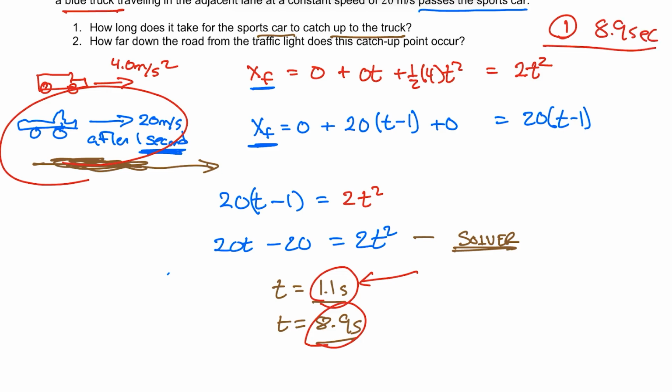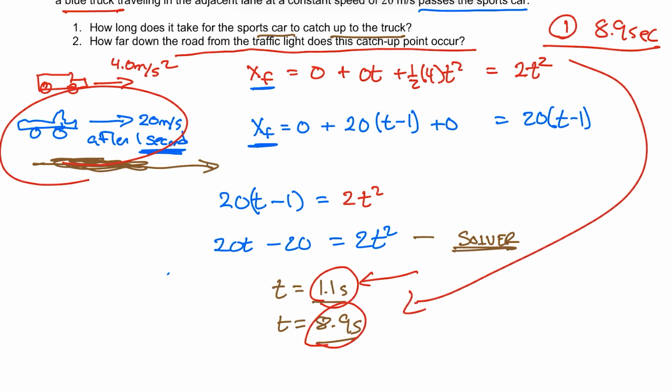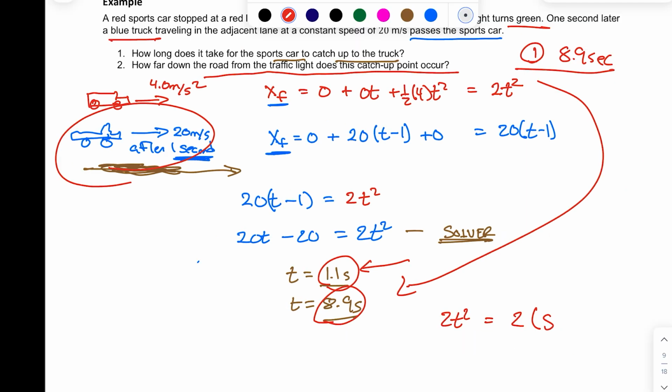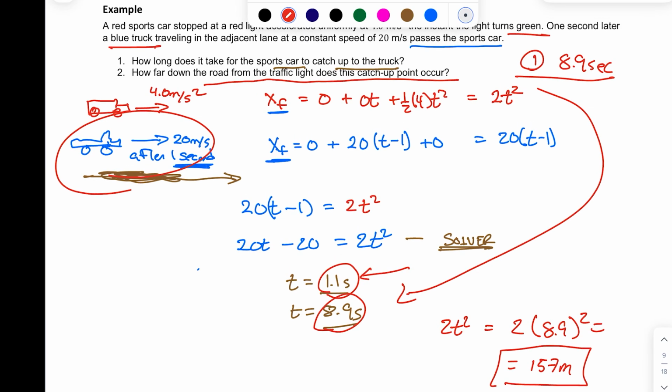Make sense? Now, how far down the road from the traffic light does he catch up to that point? Well, you're going to plug in 8.9 into one of the equations. So we'll use the 2t squared. 2t squared equals 2 times 8.9 squared, and that will give us the distance traveled, which is about 157 meters.